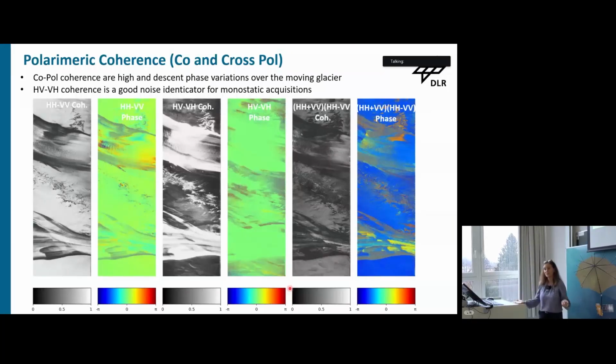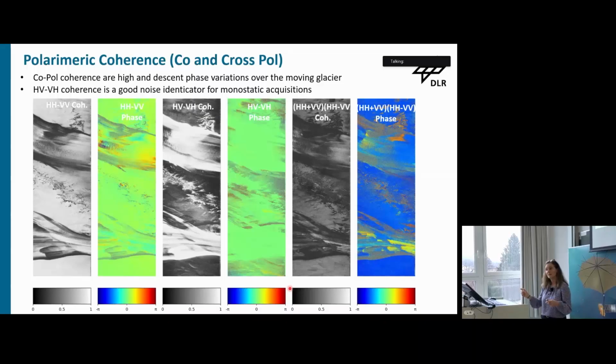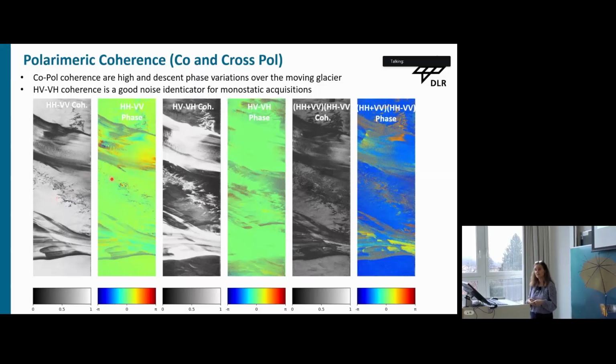And you can even go further on, right? This is a little bit what I've done then with the copolar coherence. You can take only one copol phase difference. The first one is the coherence here, and the second one is the phase, and you can have a check: what do I see there?